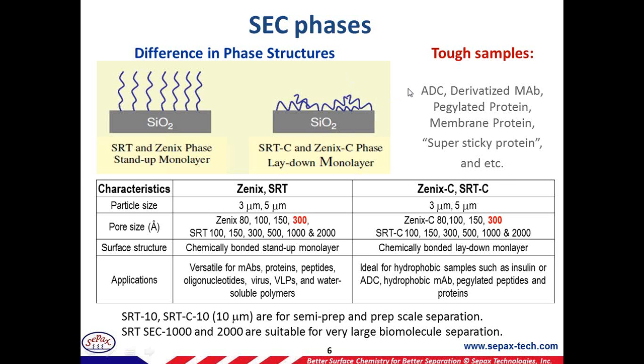So the C-line is really suitable for ADCs and hydrophobic, tough samples, super sticky proteins. It's already been used for a lot of ADCs, hydrophobic mAbs, pegylated proteins and especially membrane proteins as well. So if you have ADC samples, I would say go directly to the C-line, which will minimize the hydrophobic interactions between the sample and the column. We also have the 10 micron resin for semi-prep and prep scales. So if you find that Xenic C is really suitable for your analytical purpose, you can scale up your purification using our 10 micron SRT C for semi-prep and prep scale purification.